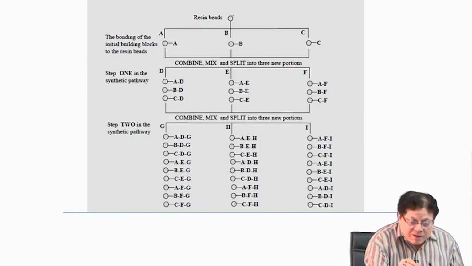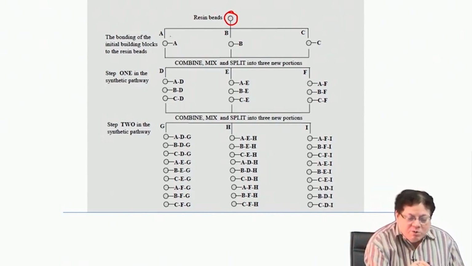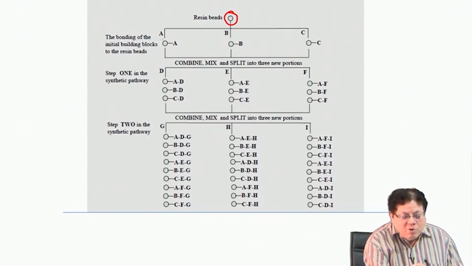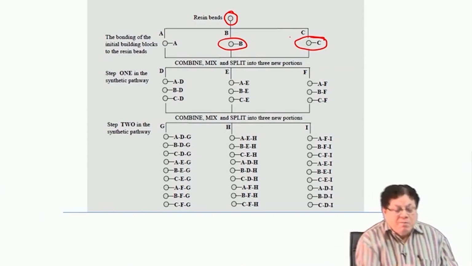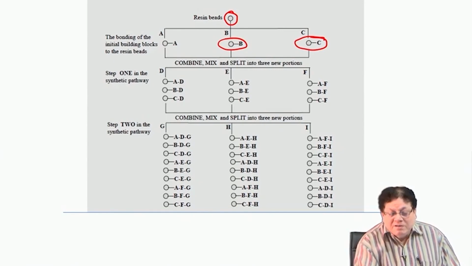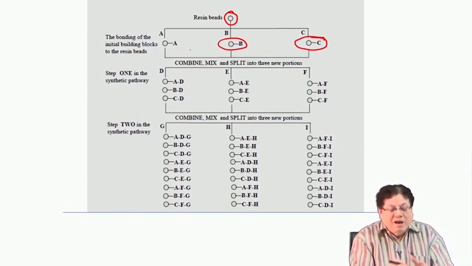In this mix and split, you take the resin bead attached to the functionality, and divide it into 3 pots. In this pot you add A, in the other pot you add B, and in the third pot you add C. So, you have resin bead attached to A, resin bead attached to B, and resin bead attached to C. But then you mix them all together and then split.